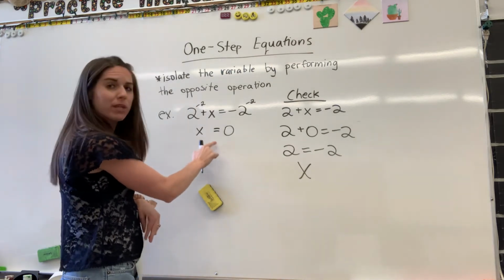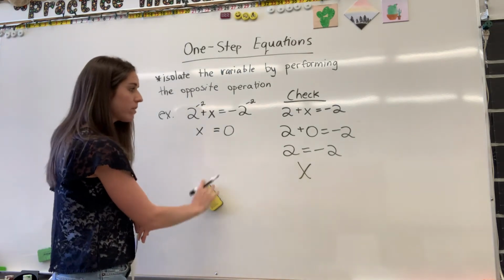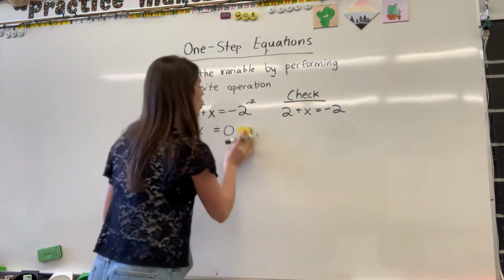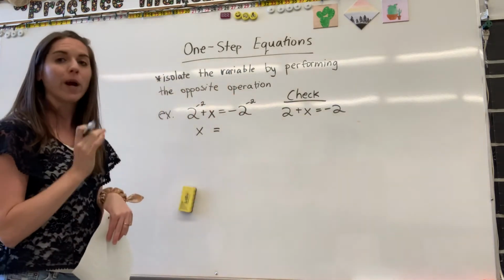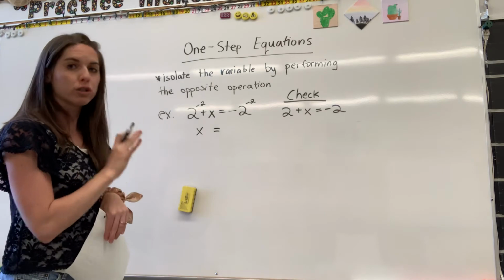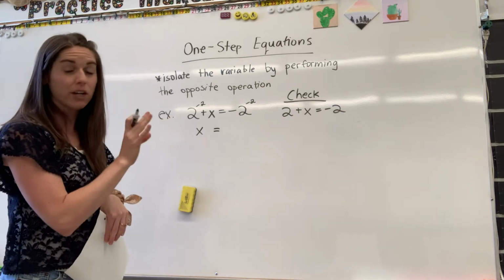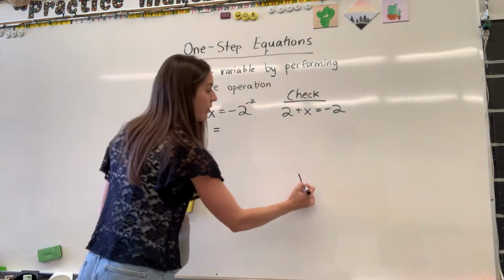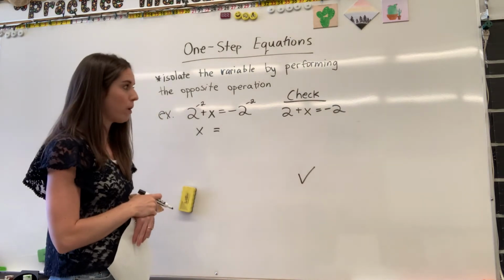That means I did something wrong over here. So that's when you go back and you say, where did I make my mistake? Try it again, check it again until you get it right, okay? Until you can put that check mark, okay?